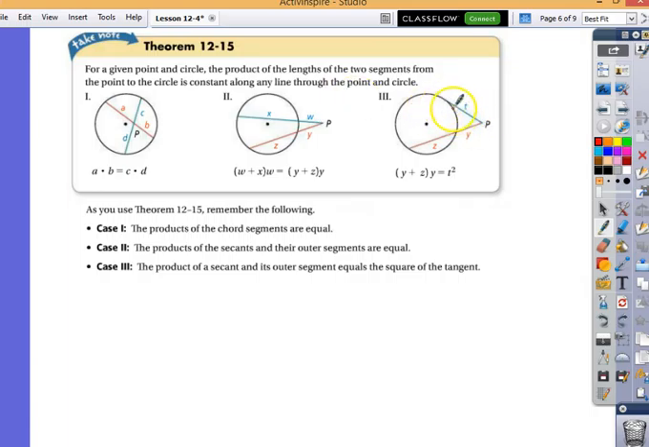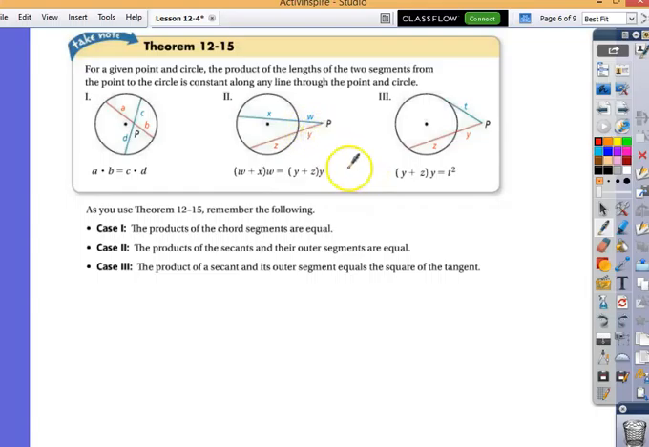Now, if you're talking about a tangent line, then you're just going to use the tangent squared. But here we've got a secant part and an outer part. And so here are the equations that you use for each of these. Basically, if I take the distance of the outer part and add it to the distance of the inner part, which would technically be the length of that whole line, and then multiply it by the outer part, that's going to be the same as the other line's whole length times its outer part.